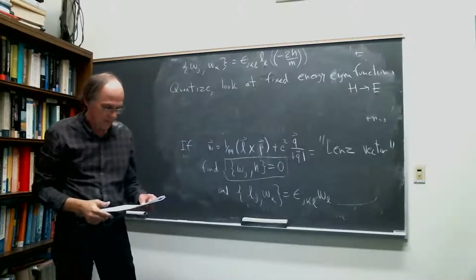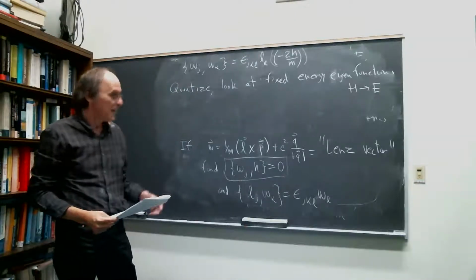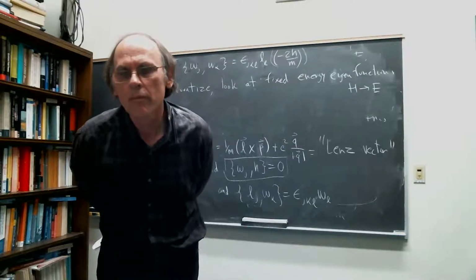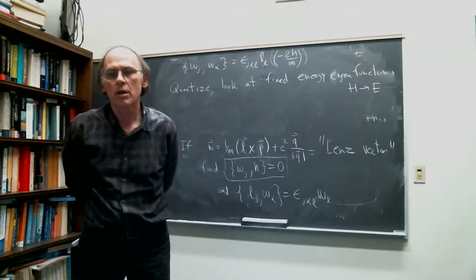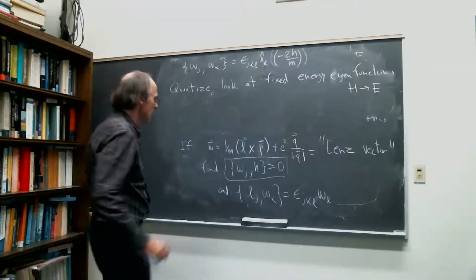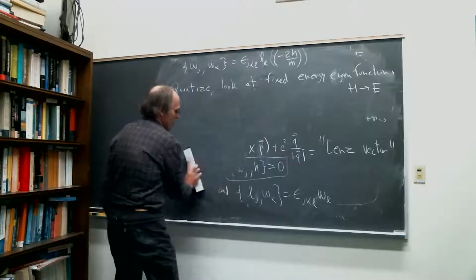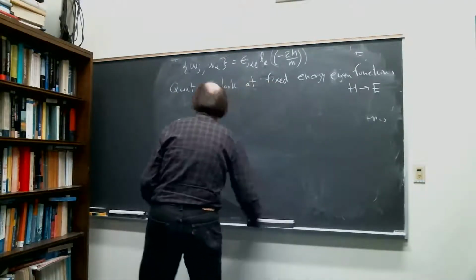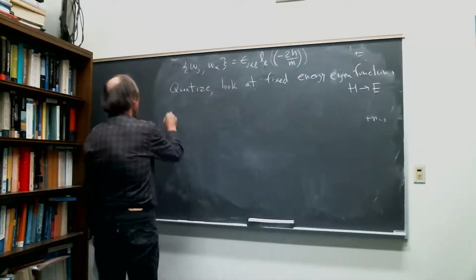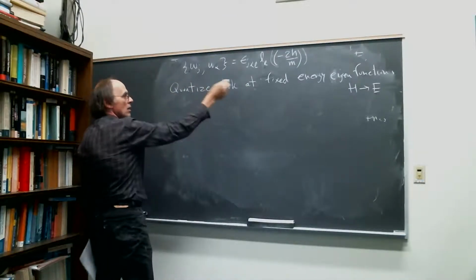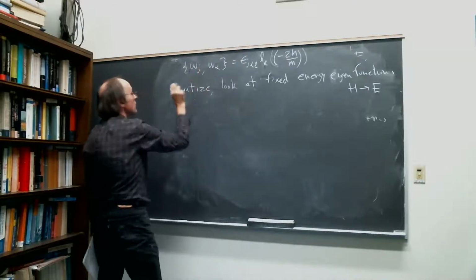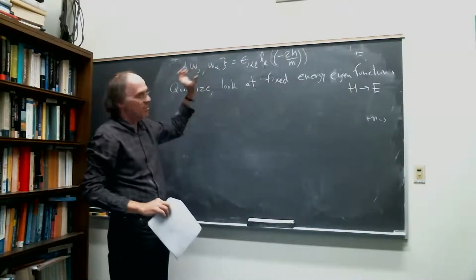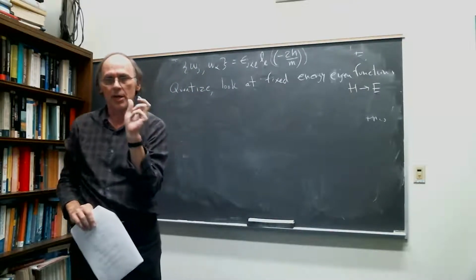Okay, let's see. After quantization, the Poisson bracket will become just the commutator, right? Yes. So what you have to do is quantize. There's the same problem we had before: in principle you have operator ordering problems that you have to worry about.